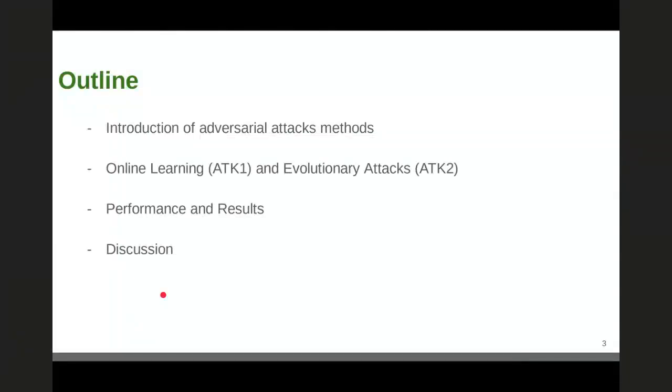Today I'm going to introduce the current methods of adversarial attack, and I will introduce two kinds of new adversarial attack. One is based on online learning, one is based on the adversarial evolutionary attack. The first one is a white box attack, which means we have to access the parameters of the model. The second one is a black box model, which will be the really first generation of black box attack on reinforcement learning. We have some performance and discussion.